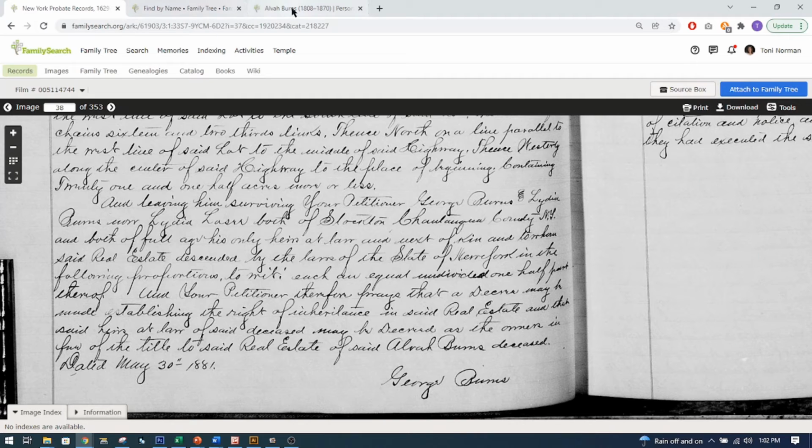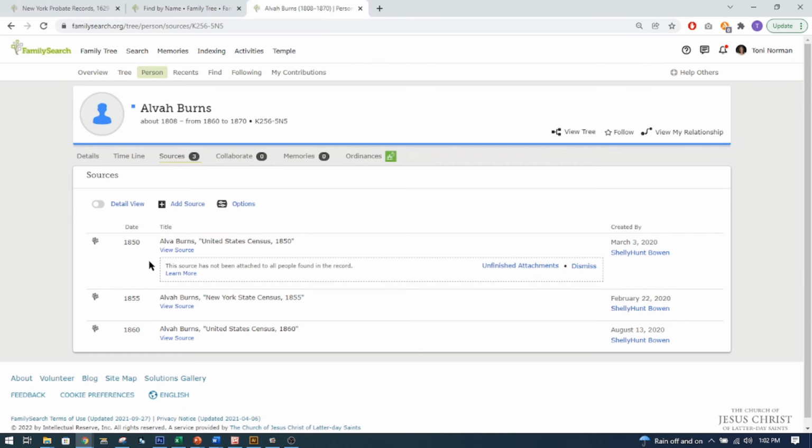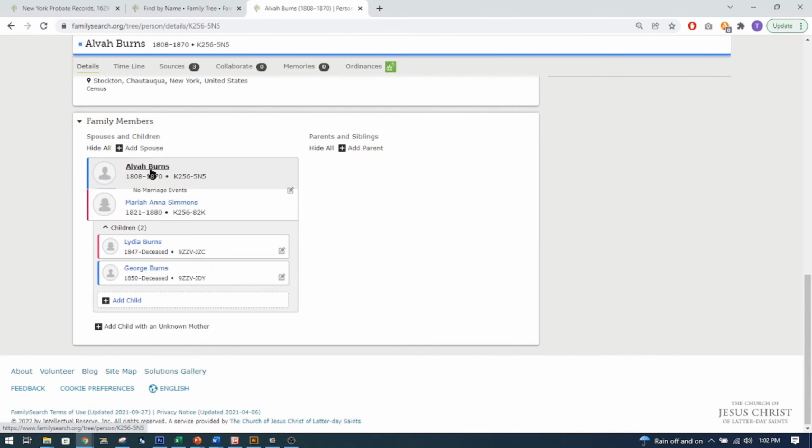So they're taking care of this property because 1881, their mother died in 1880, according to this record here. So they are the two that are left after she has died. So she received this property from her husband when he died in 1861. She dies in 1880, and now these two are left. And if we look up here in the sources, we have a 1850 census, 1855, 1860. So this record is not attached.